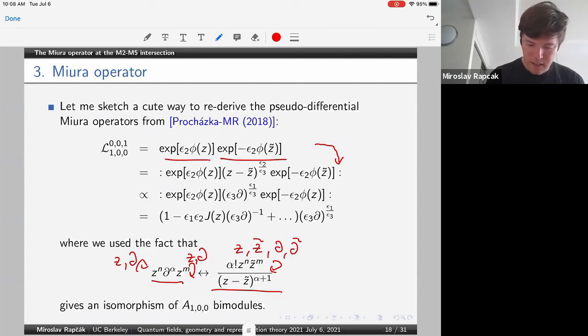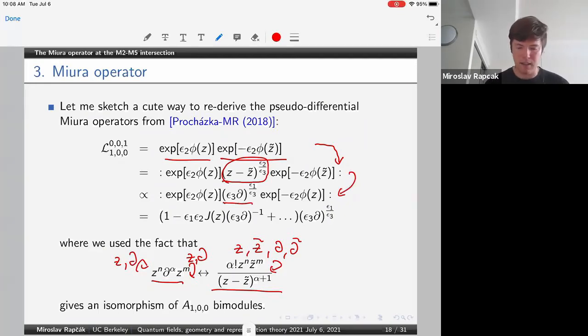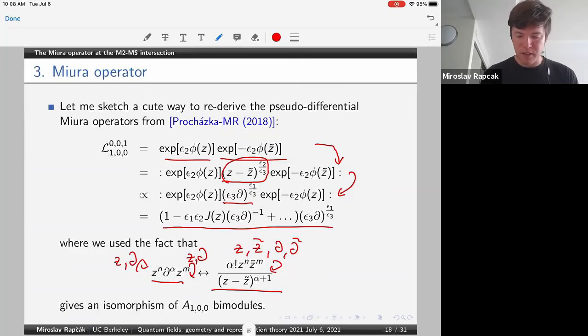And using this expression, you can exchange this factor of z minus z tilde to some power by the derivative to the following power. And in the last step, the only thing I do, I commute the derivative to the right by using the product rule for derivative, and get this pseudo-differential operator that we call the pseudo-differential Miura operator, and use for constructing these more complicated vertex operator algebras that I'm going to talk about later on.